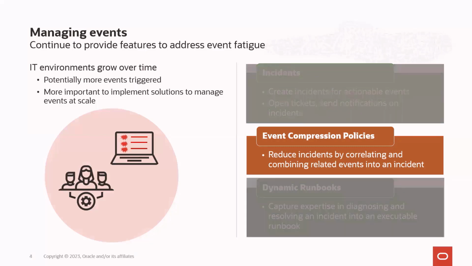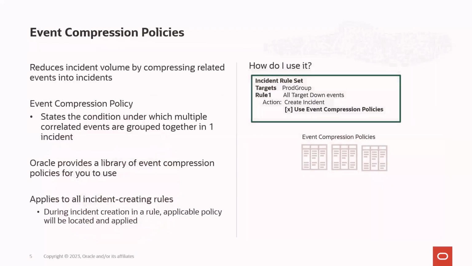Let's first do a review of event compression policies. Event compression policies state the condition in which multiple correlated events are grouped together in a single incident. Oracle provides a library of event compression policies that you can use. These policies work with your event rules in your incident rule sets, as long as you enable the option to use event compression policies. Let's review how these policies work.